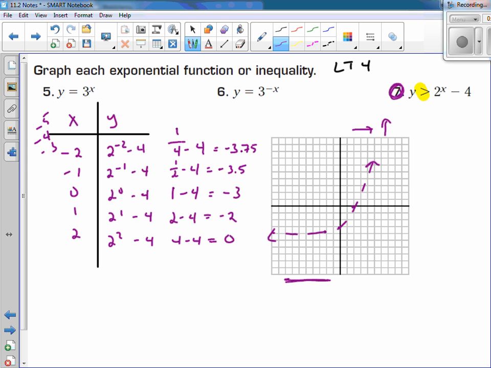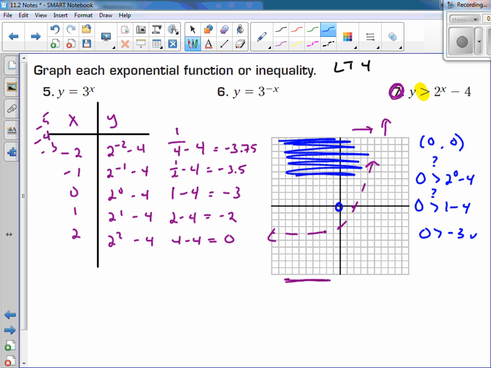It says y is greater than, but if you get stumped about what that means, you can always use a test point. So I'll use a test point of 0, 0. So is 0 greater than 2 to the 0 minus 4? Well, 2 to the 0 minus 4 is negative 3, and 0 is greater than negative 3. So I'm going to shade the part of my curve that contains the 0, 0.